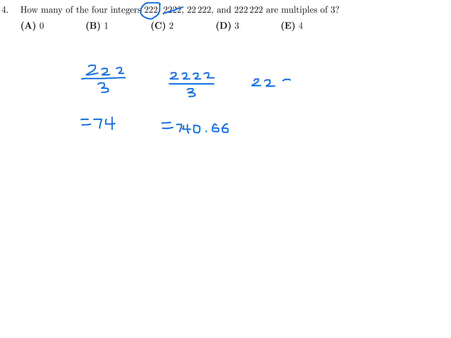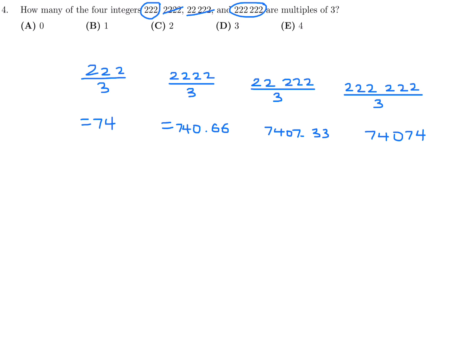The next one, divided by 3, is 7407.33. That's not an integer, so that's not a multiple of 3. And then the last one, 222 divided by 3 is exactly 74074. That is an integer, so that is a multiple of 3. So of those 4 integers, 2 were multiples of 3. And therefore, number 4, the answer is C.